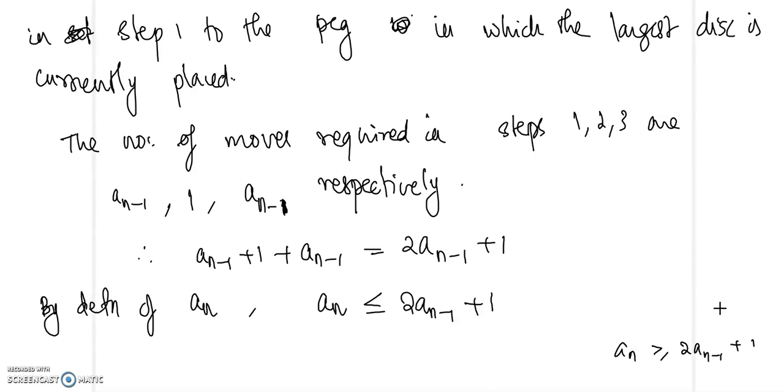So step 2 cannot be avoided and step 3 also cannot be avoided. So the number of moves has to be at least 2a_{n-1} plus 1.